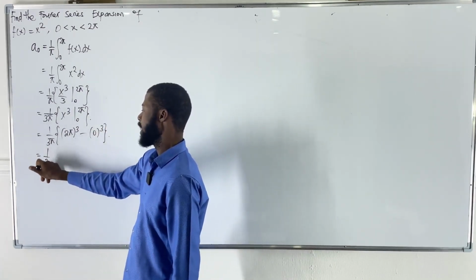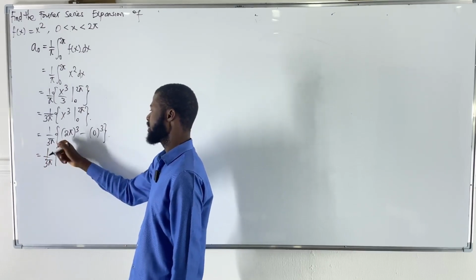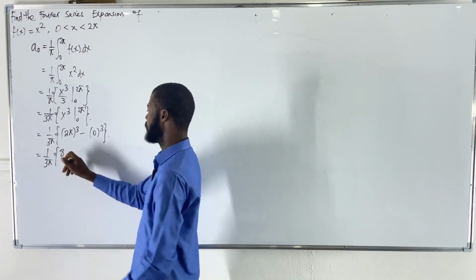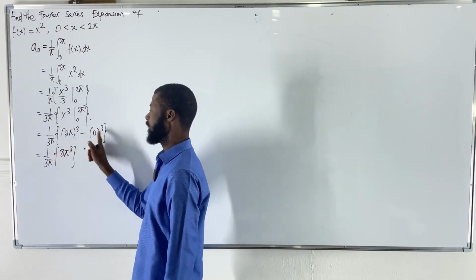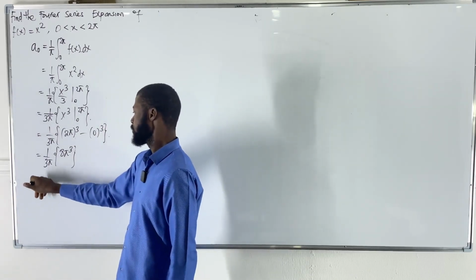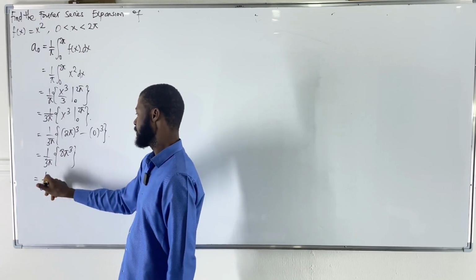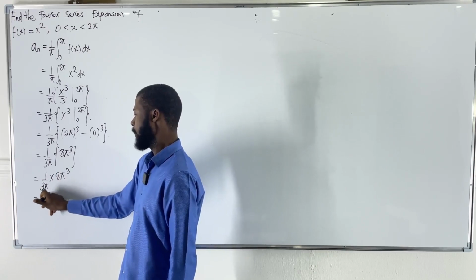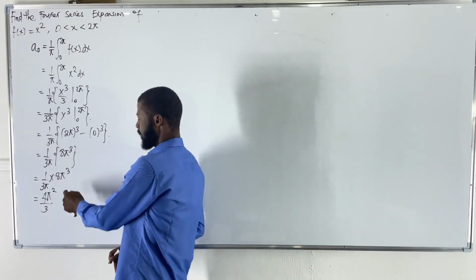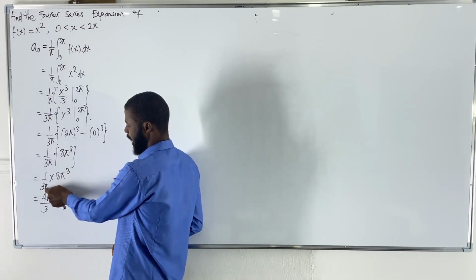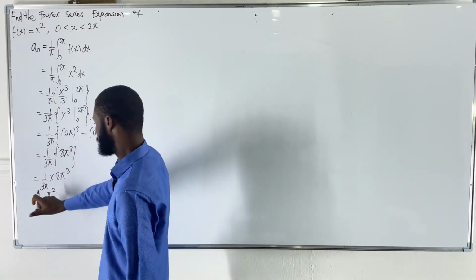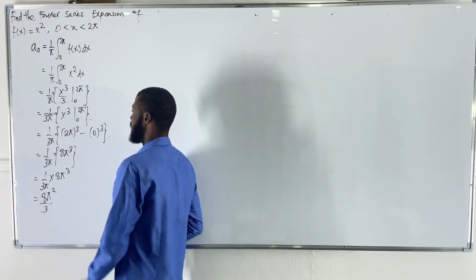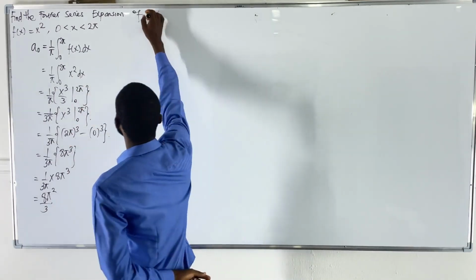Now this will be 1 over 3 pi. Then if you expand this, 2 cubed is 8. Then pi cubed remains pi cubed. This 0 cubed is nothing, so it's gone. So this will then become 1 over 3 pi times 8 pi cubed. So this can then be reduced as 4 pi squared over 3. The pi cubed can be divided by pi. Did I say 4? Sorry, that's 8. So the pi cubed can be divided by pi to give us pi squared. So this is A naught.